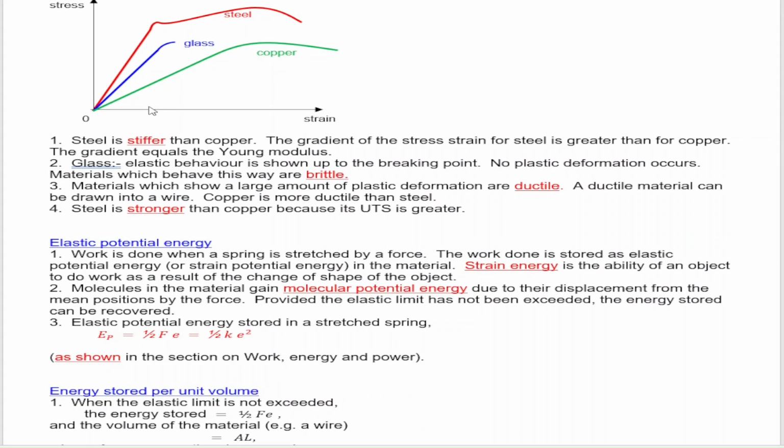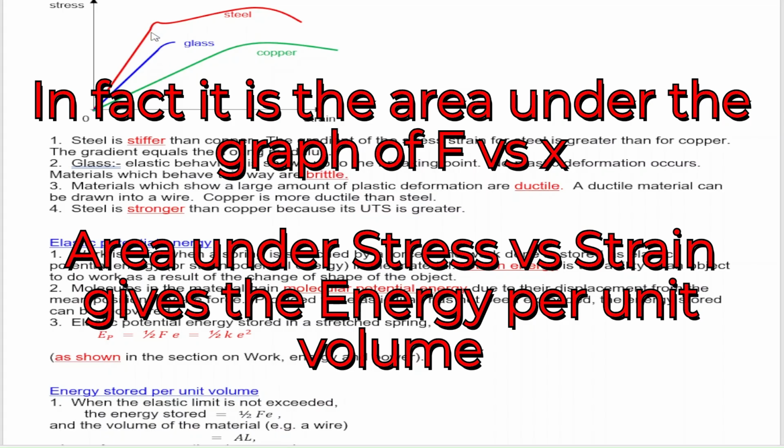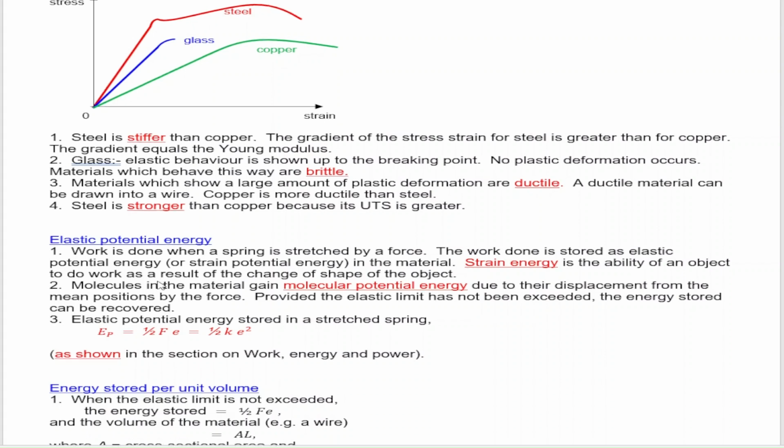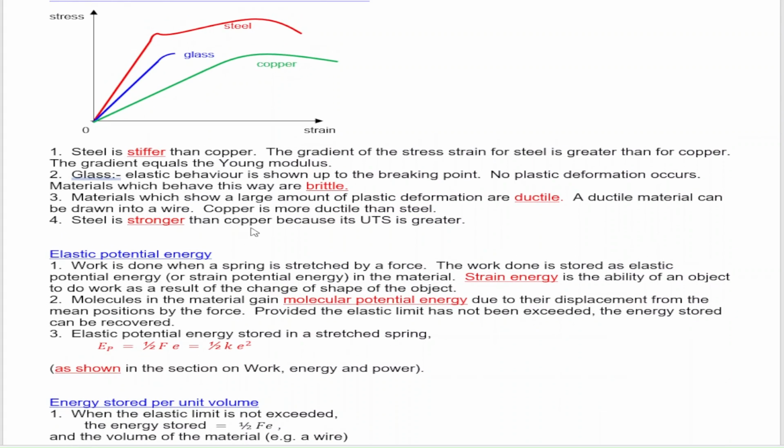Elastic potential energy. This is the area under the graph within the elastic limit that we consider here. So the work done is stored as elastic potential energy in the material. Strain energy is the ability of an object to do work as a result of the change of shape of the object. Molecules in the material gain molecular potential energy due to their displacement from the mean positions by the force. Provided the elastic limit has not been exceeded, the energy stored can be recovered.